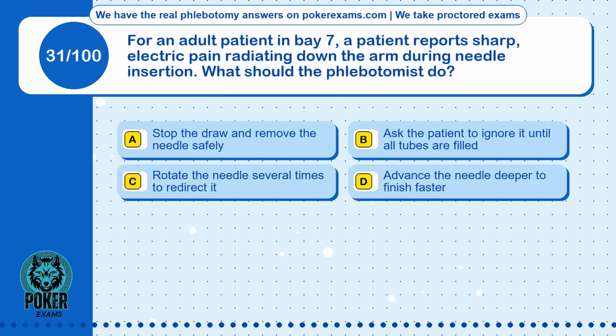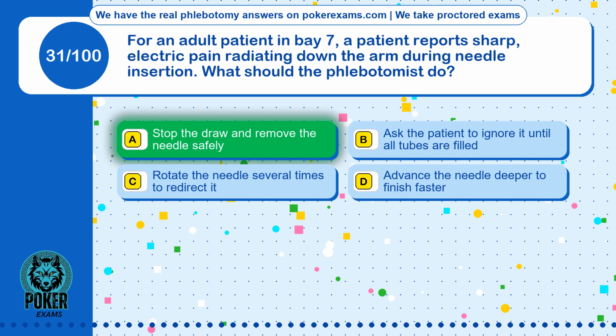Question 31. For an adult patient in Bay 7, a patient reports sharp, electric pain radiating down the arm during needle insertion. What should the phlebotomist do? Option A. Stop the draw and remove the needle safely. Option B. Ask the patient to ignore it until all tubes are filled. Option C. Rotate the needle several times to redirect it. Option D. Advance the needle deeper to finish faster.